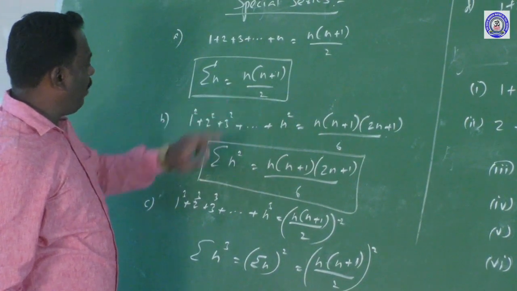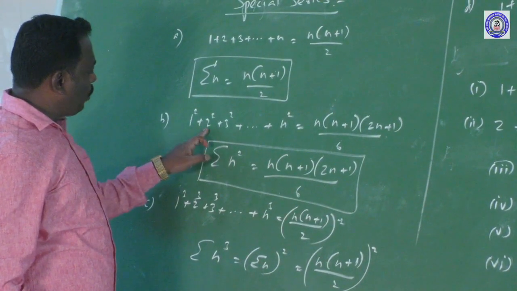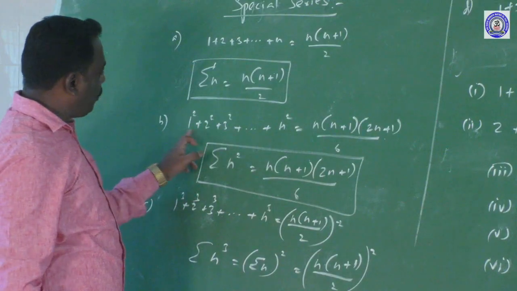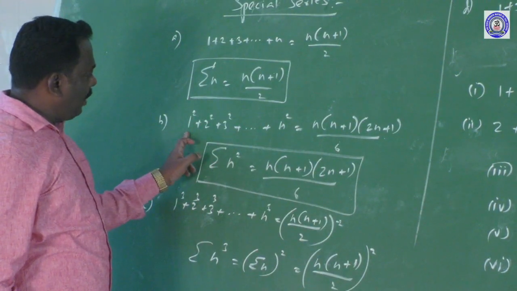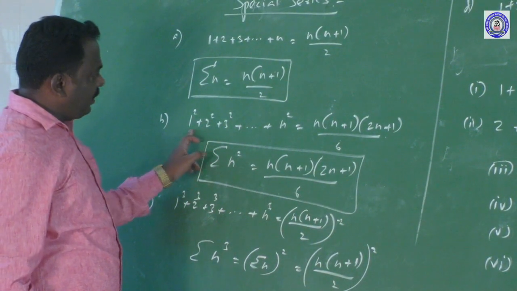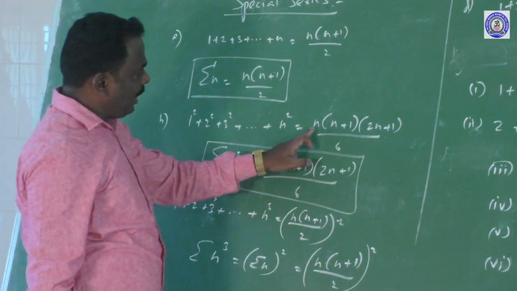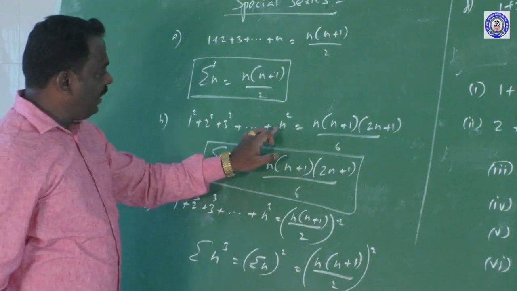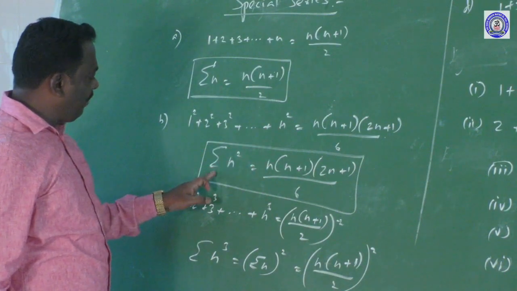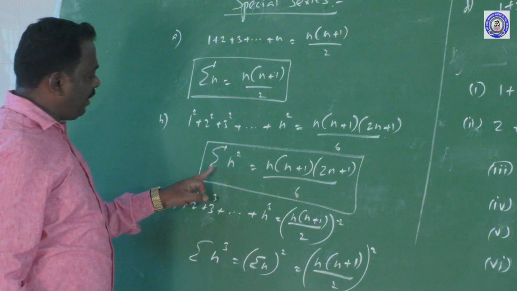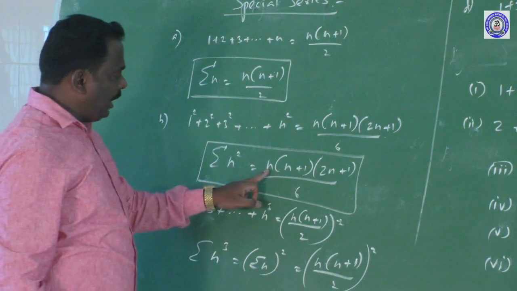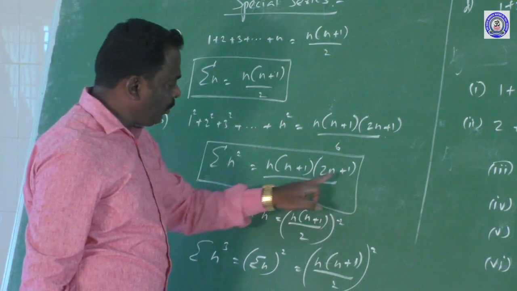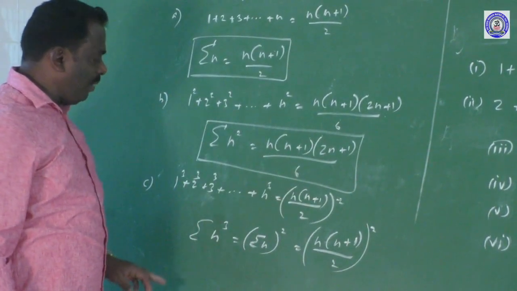Similarly, 1 square plus 2 square plus 3 square plus etc. up to n square. Each term is squared and added. The sum of the squares of n terms is equal to n into n plus 1 into 2n plus 1 by 6. This is defined by summation n square, equal to n into n plus 1 into 2n plus 1 by 6. This is the summation n square formula.